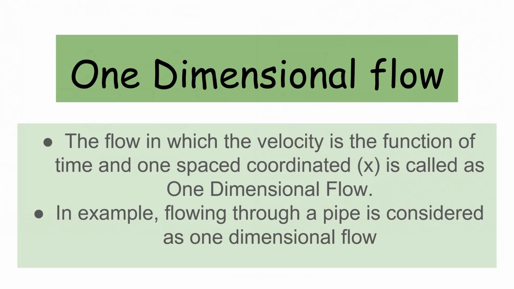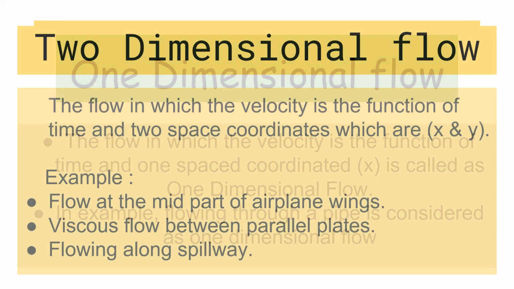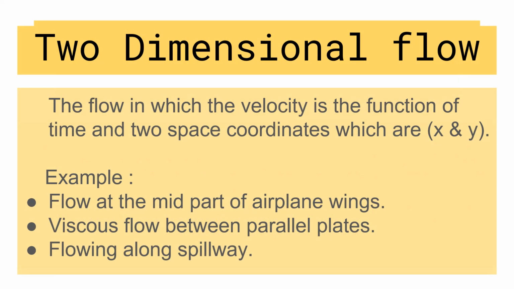Next, I will be talking about one-, two- and three-dimensional flow. One-dimensional flow is a flow in which the velocity is a function of time and one space coordinate, x. For example, flow through a pipe is considered one-dimensional flow. Secondly, two-dimensional flow is a flow in which the velocity is a function of time and two space coordinates, which are x and y.